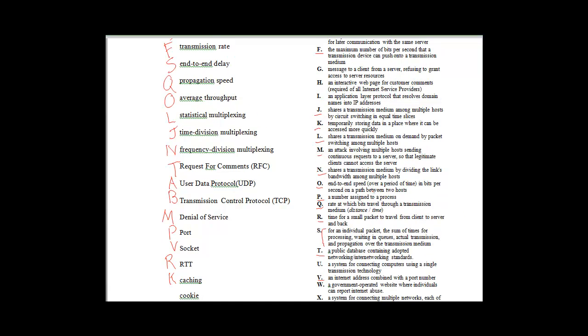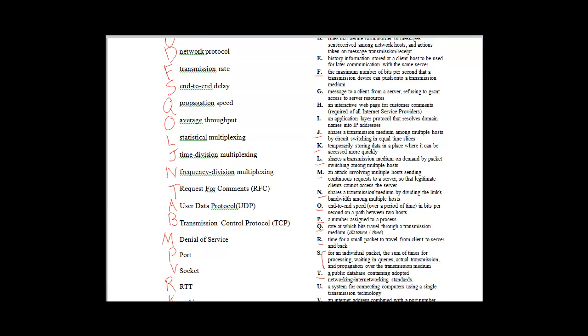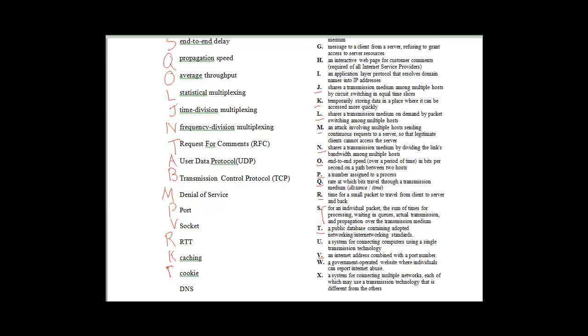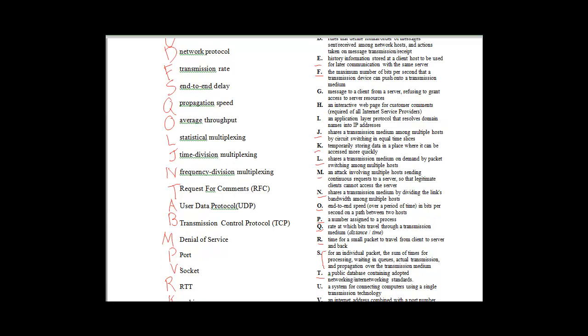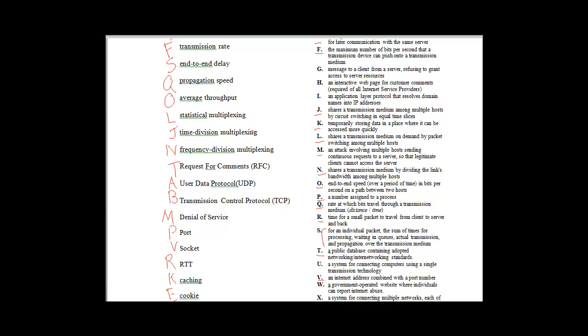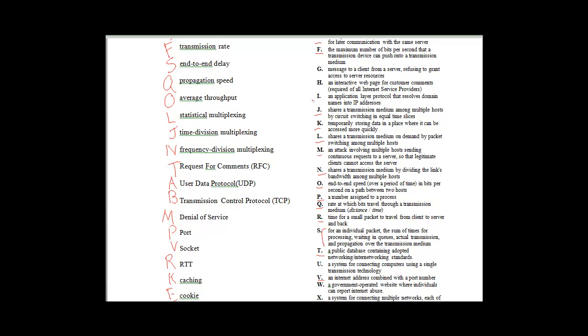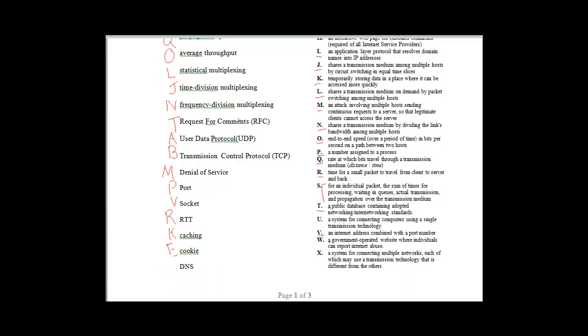Cookie is history information stored at a client host to be used for later communication with the same server. Important note there, it's history information, not just any kind of data the way caching is. And DNS we have is the application layer protocol that resolves domain names into IP addresses. So as domain name service, we have it as I.